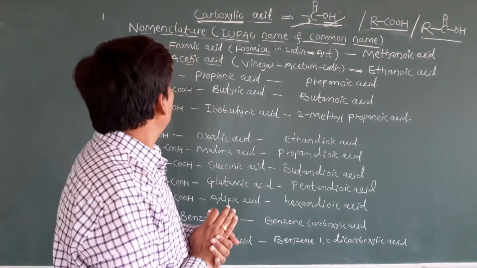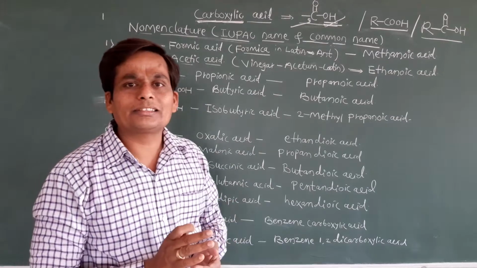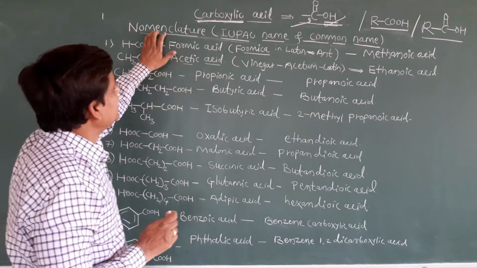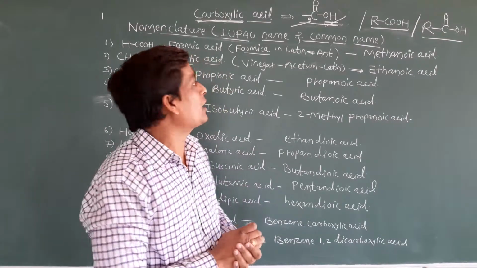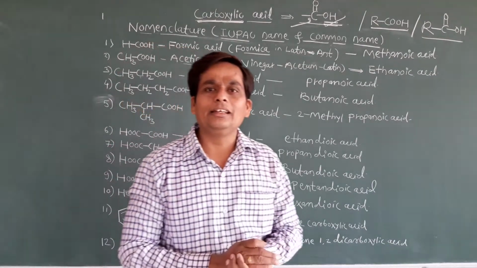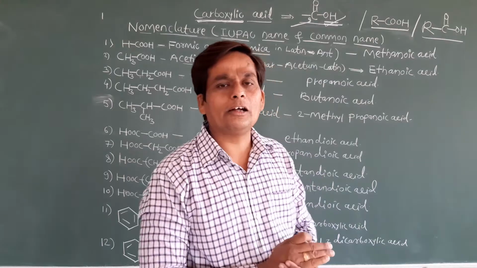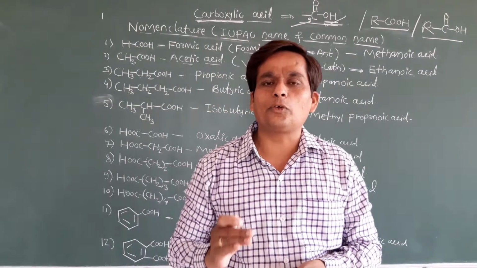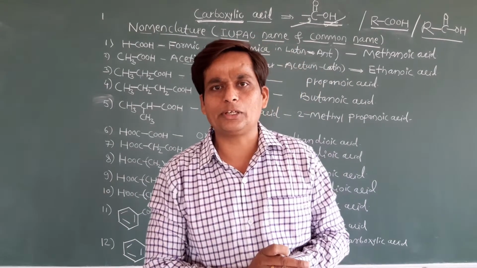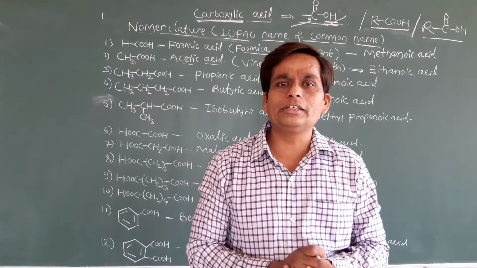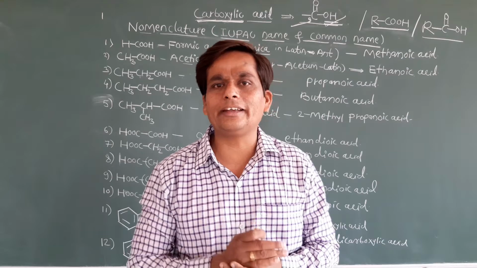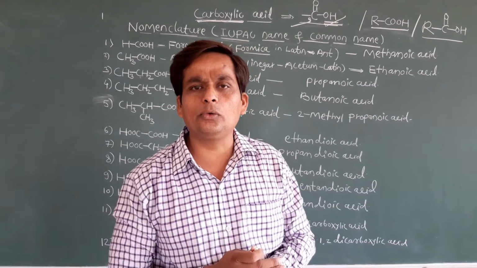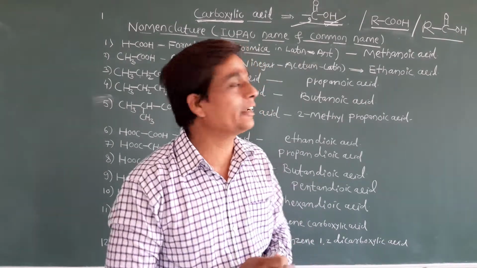Okay students, in today's class we will discuss the nomenclature, that is the IUPAC name as well as the common name of these carboxylic acids. Most of the compounds are given their common name from their source of origin. From their source of origin we can give the common name, and for the IUPAC name there are some rules and regulations. According to those rules we have to give the naming of any organic compound.